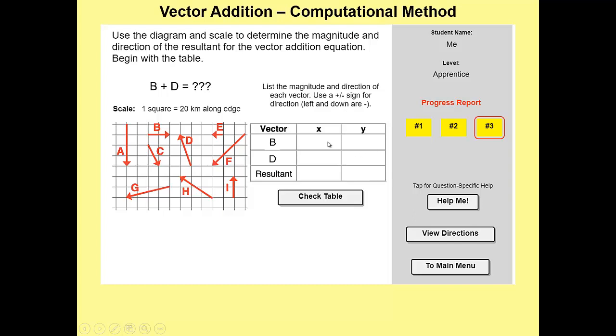So let's run through this one as an example. So B here is completely horizontal. It's to the right, which makes it positive, and it is 2 squares. So if each square is 20 kilometers, yep, this is 40 kilometers.